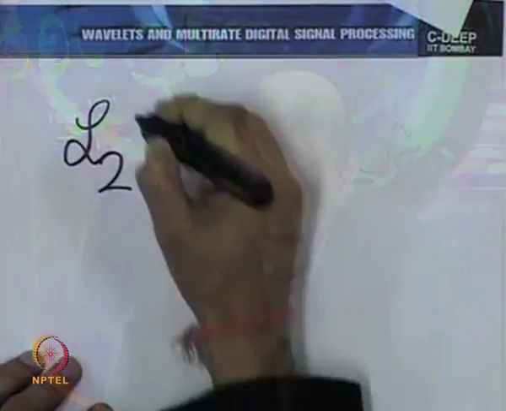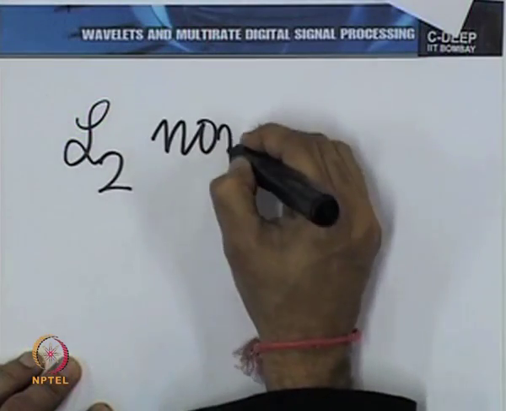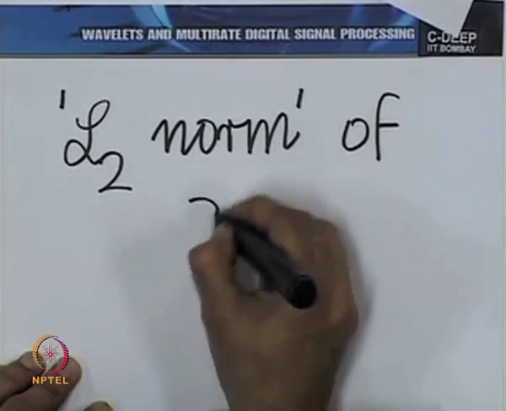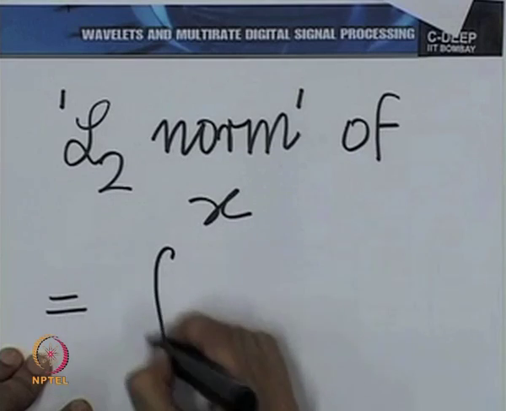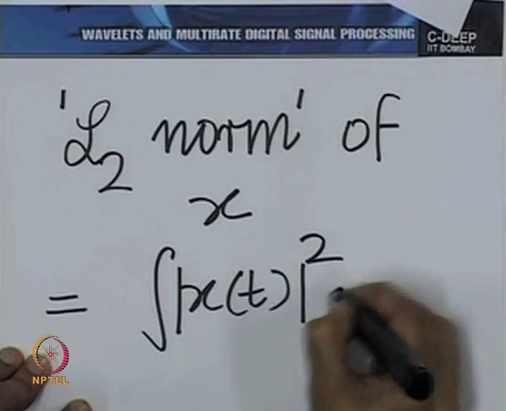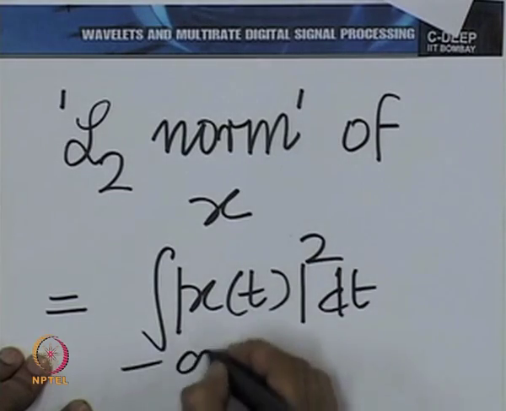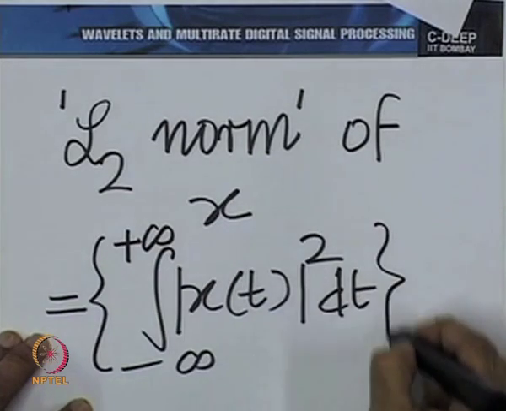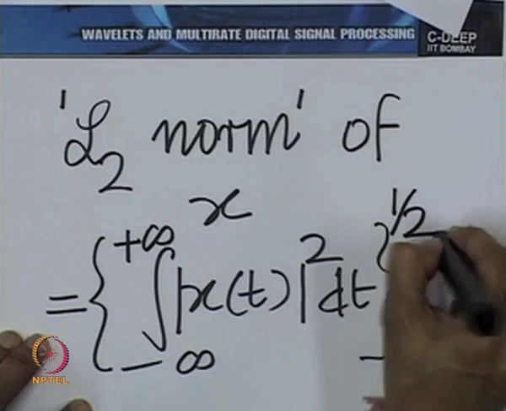So, we say the L2 norm of x is essentially mod x t squared dt integrated over all t, and to be very precise, this needs to be raised to the power half.